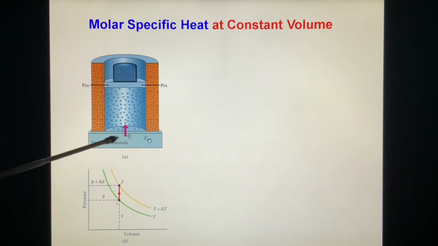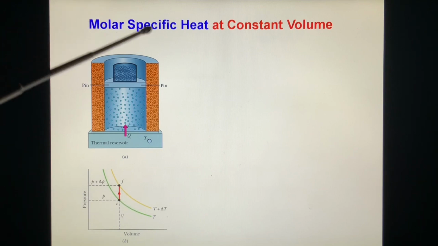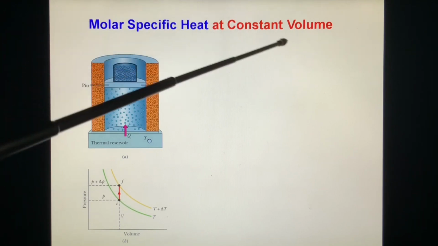Here we have a heat reservoir, so there is heat exchange. We look at this one on the P-V diagram: V is constant from the initial state to the final state. P changes, T changes. We want to find the molar specific heat at constant volume.